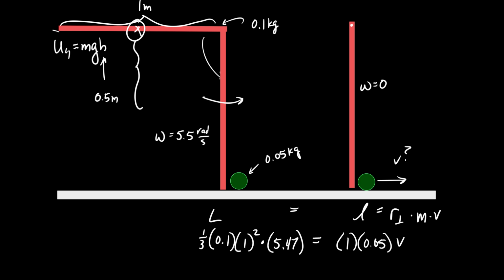Now we had to make an assumption. We said that the meter stick was stopped during this. If the meter stick hadn't been stopped, there'd be whatever the angular momentum of the meter stick was too. But because the meter stick was stopped, all we have is the angular momentum of the ball.